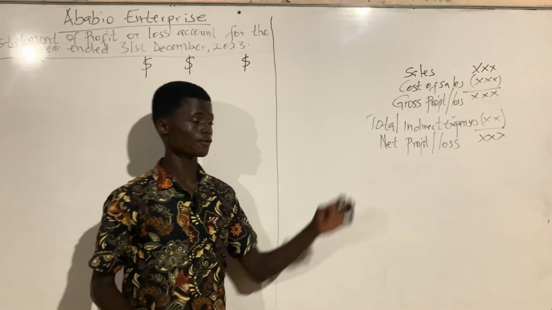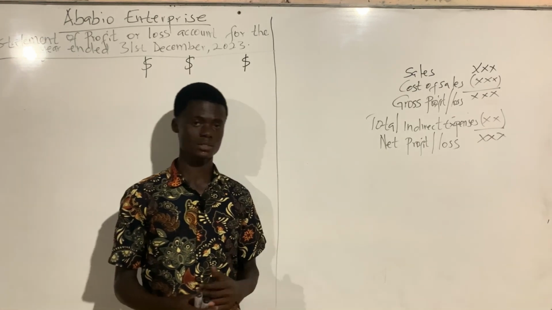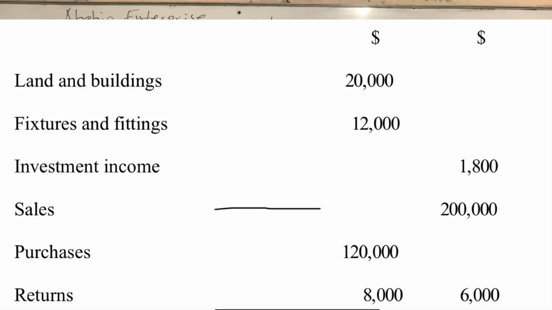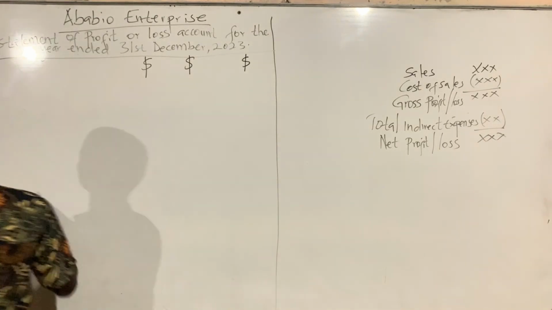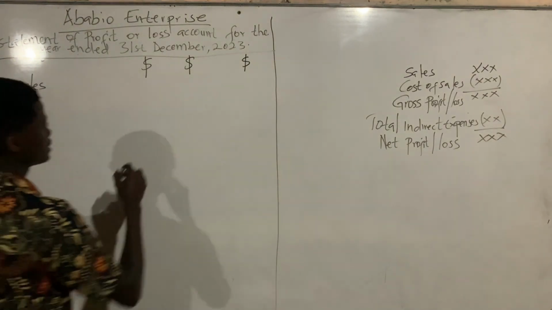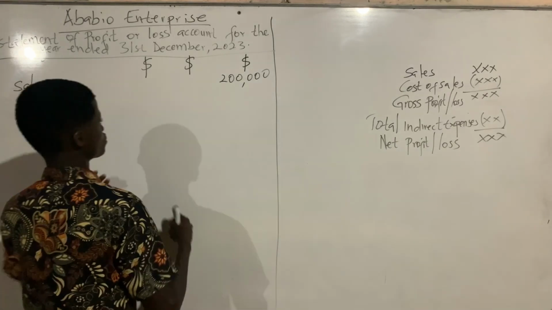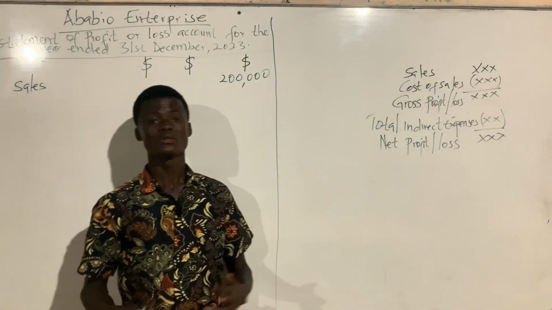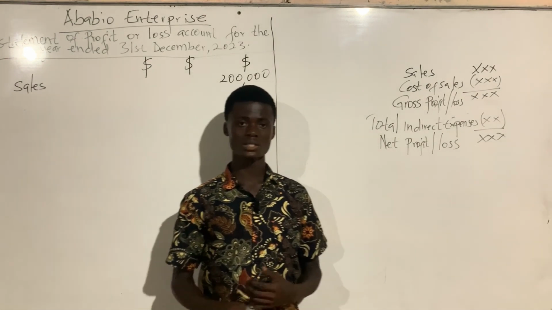So per the summarized format, we begin the preparation of the statement of profit or loss account with the sales. And per our trial balance, the sales is item number 4 and its amount is 200,000. So we will write our sales figure, sales, and its amount is $200,000. After writing the sales, you check through the trial balance again to see if there is any adjustment to this sales figure.